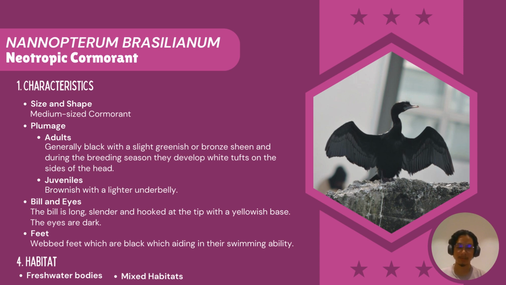In terms of their habitat, they commonly live in two places. The first one will be freshwater bodies. They are frequently found in rivers, lakes, reservoirs, ponds, and marshes. And the second common place would be mixed habitat. Interestingly, they are often seen in areas where freshwater and saltwater habitats overlap, such as brackish water estuaries.